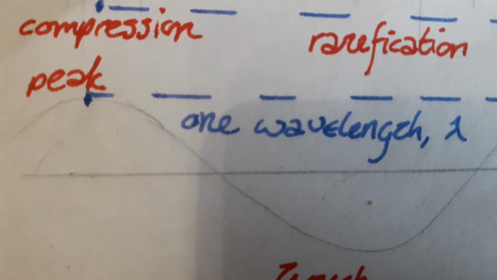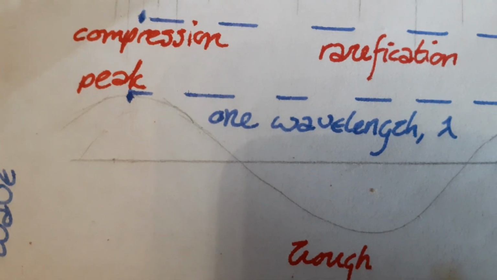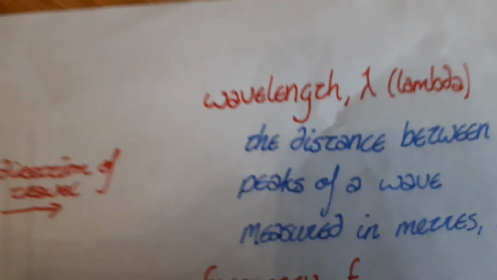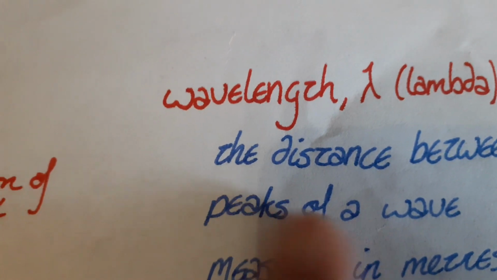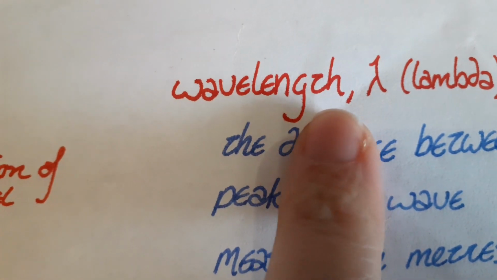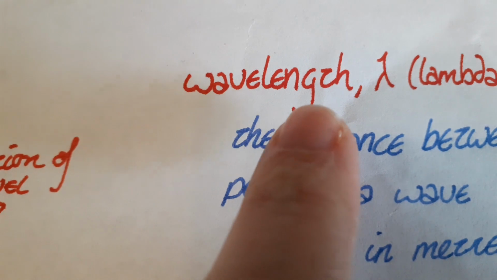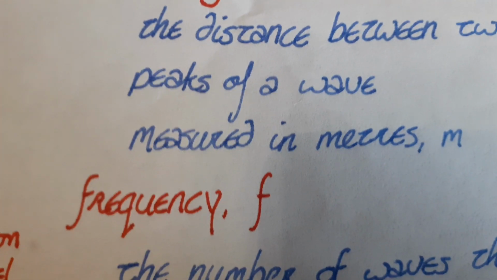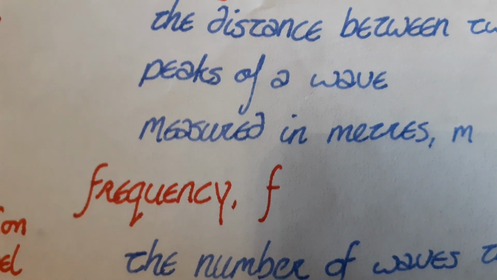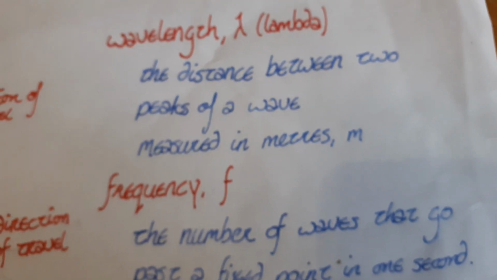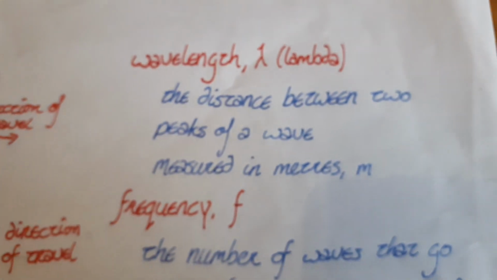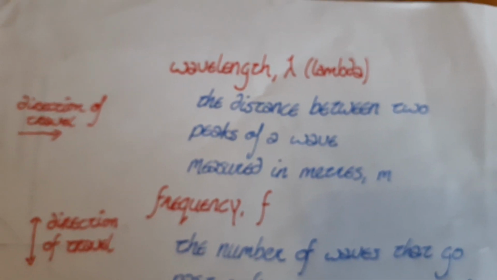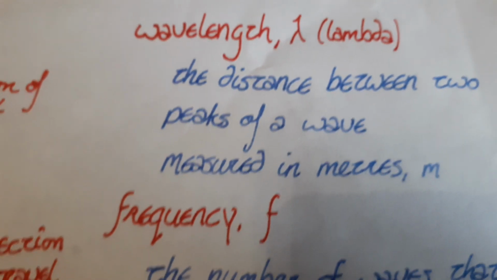Okay, the other thing you need to know is the units. Okay, so units aren't that difficult. Okay, wavelength. Length gives you the clue, and we always measure length in meters. Okay, and the wave speed as well, which isn't on this poster at the moment. I'm going to pop it on in a second.